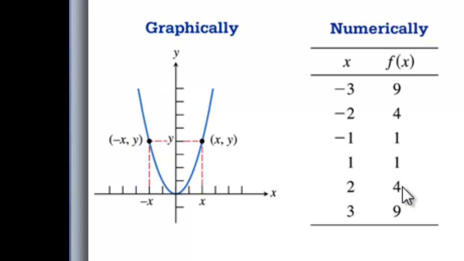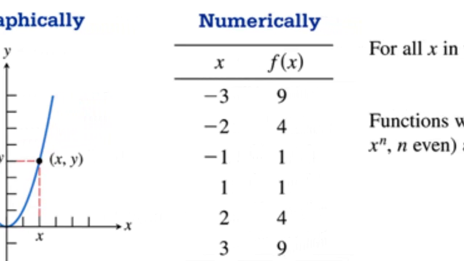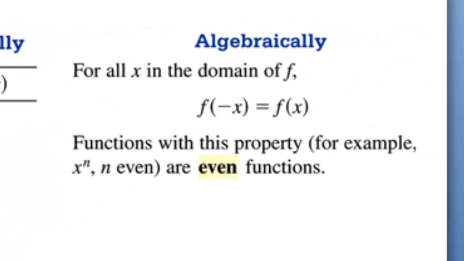We can look at it numerically. We see that the x's are symmetrical, -3, -2, -1, 1, 2, 3, and the f of x, the y value, is 9, 4, 1, 1, 4, 9. And the final way is to look at it algebraically. And algebraically, we want to look at f of negative x and see if that equals f of x.